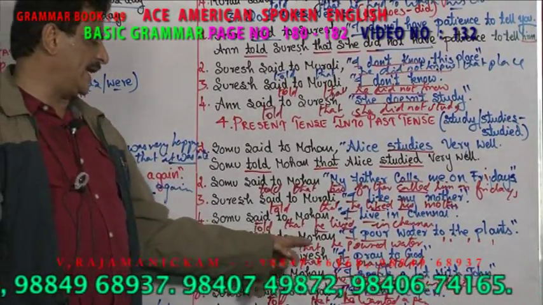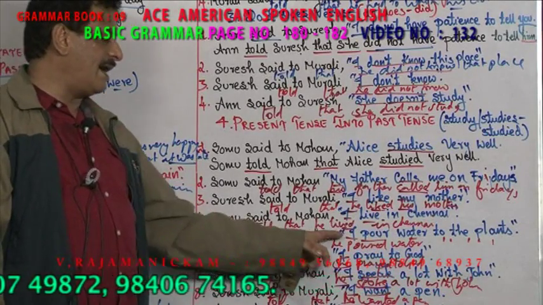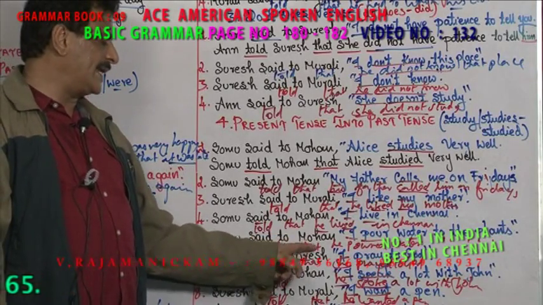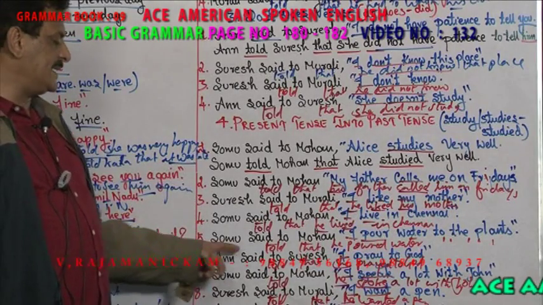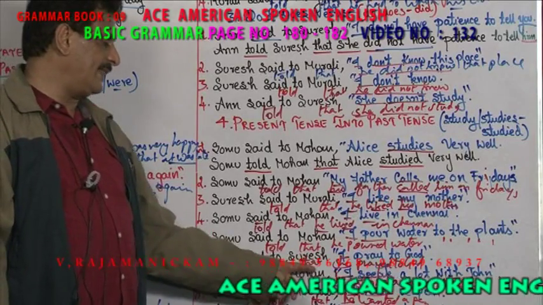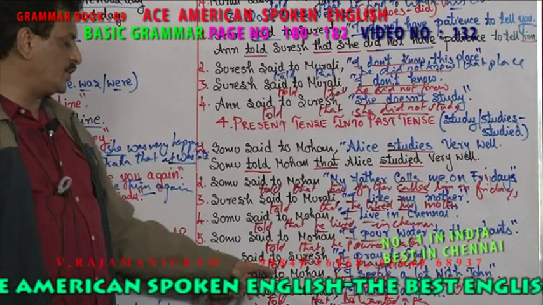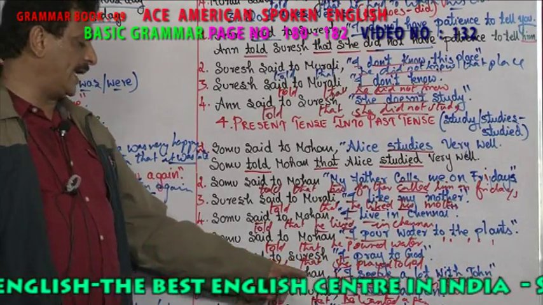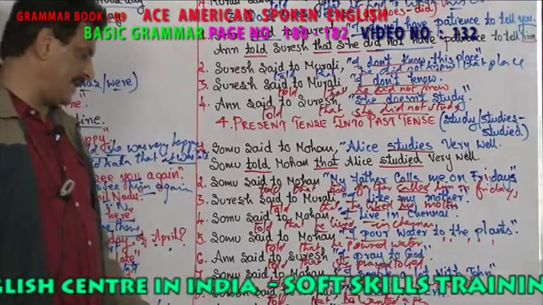Somu said to Mohan, I pour water to the plants. Somu மோகனிடம் சொன்னார், நான் செடிகளுக்கு தண்ணீர் ஊற்றினேன். Somu told Mohan that he poured water. I pour என்பது he poured ஆக மாறிவிடுகிறது. Anu said to Suresh, I prayed to God. Anu told Suresh that she prayed to God. So Somu said to Mohan, I speak a lot with John. Somu told Mohan that he spoke a lot with John என்று மாறிவிடுகிறது.